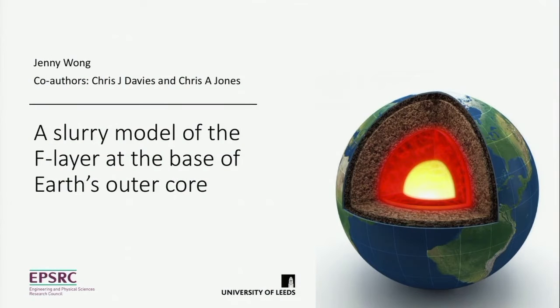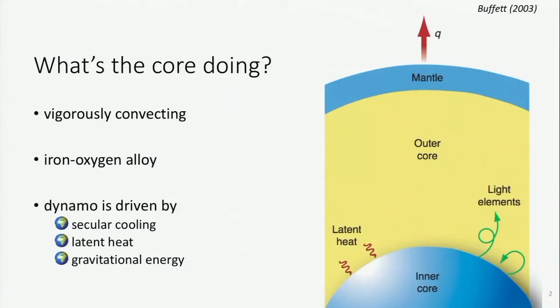Thanks, Chris. So most of you in this room will probably be thinking, what on earth is an F layer? More specifically, what in Earth is an F layer? In order to explain what this is, I have to give you a brief overview of what's happening inside of the Earth's core. It's vigorously convecting because it's chucking out a ton of heat. So it's all convecting and it's very well mixed. The core is known to be composed of an iron-oxygen alloy.